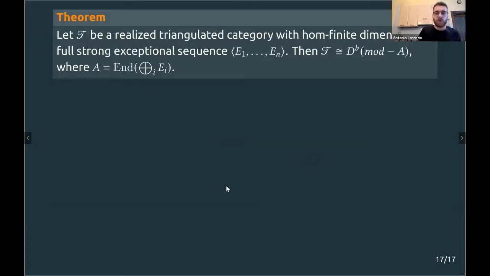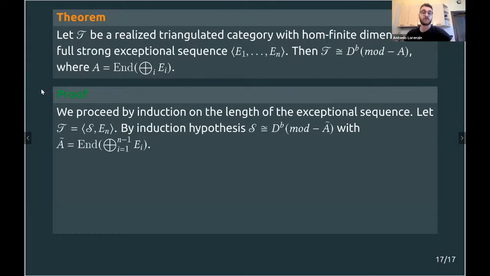And finally, we are able to state the theorem. So let T be a realized triangulated category with a finite dimensional full strong exceptional sequence, E1, ..., En. Then we have this exact equivalence with the bounded derived category of the right modules of A, where A is, as before, the endomorphism ring of the direct sum of all exceptional objects. Now the proof is by induction. So we want to proceed by induction on the length of the exceptional sequence, so on n.